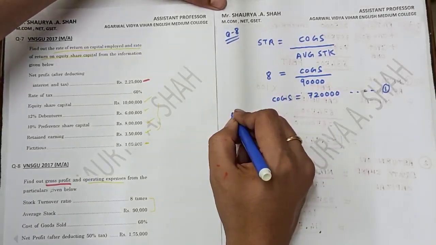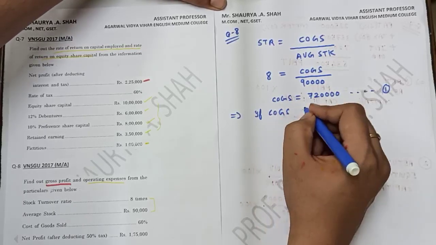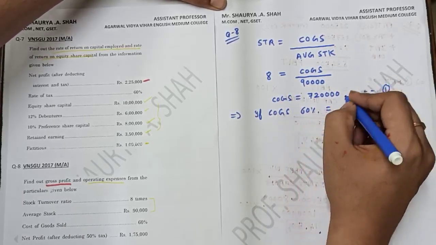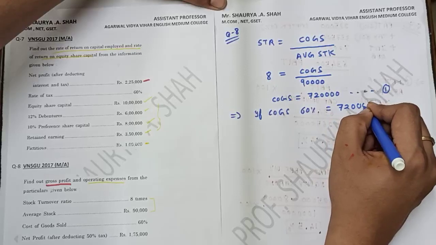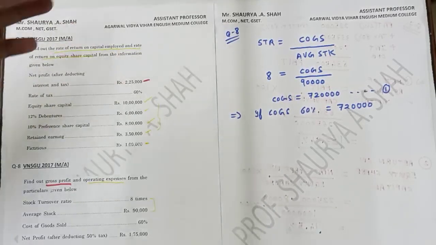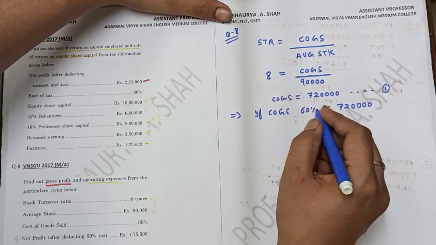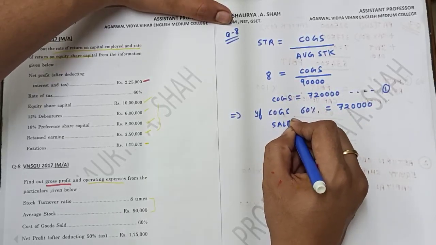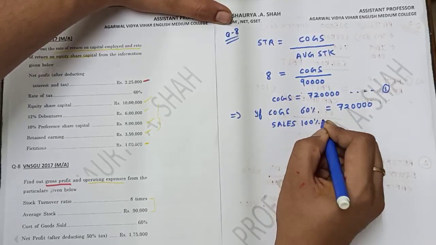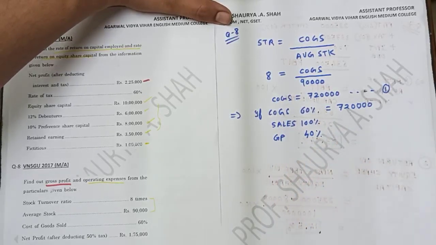So I can compare in the next step that if COGS 60% is equal to 7,20,000. If 60% is 7,20,000, as you all must be knowing, what is your gross profit? Your gross profit is always sales minus COGS. So that gives you GP. So if my COGS is 60%, I assume sales is 100%. So my GP will be 100 minus 60%, that is 40%.